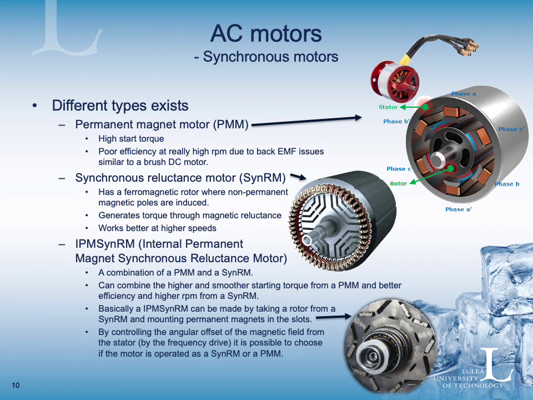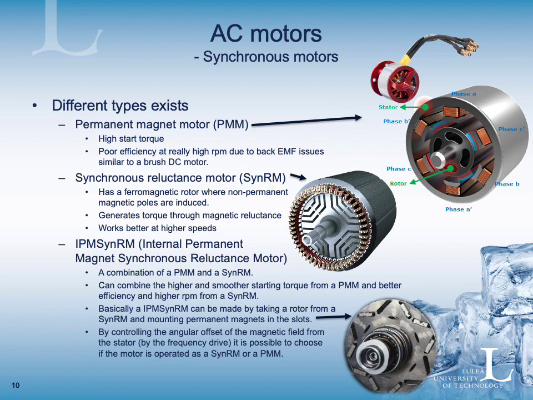You can combine the higher and smoother starting torque from a permanent magnet motor with the better efficiency and higher RPM from a synchronous reluctance motor. And basically what you do when you make an internal permanent magnet synchronous reluctance motor is that you take the rotor from a synchronous reluctance motor and you mount permanent magnets in the slots in the rotor, like we can see in this figure.